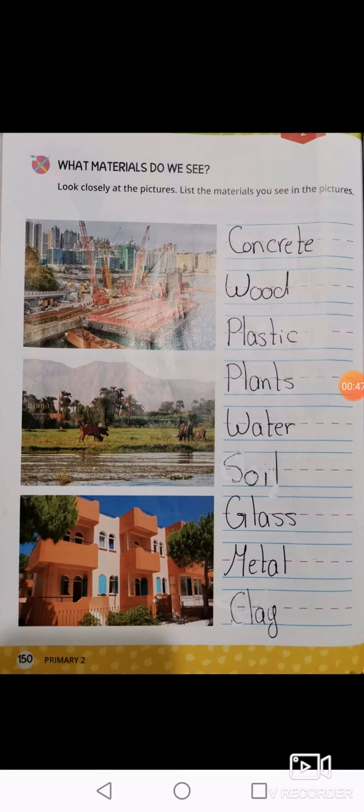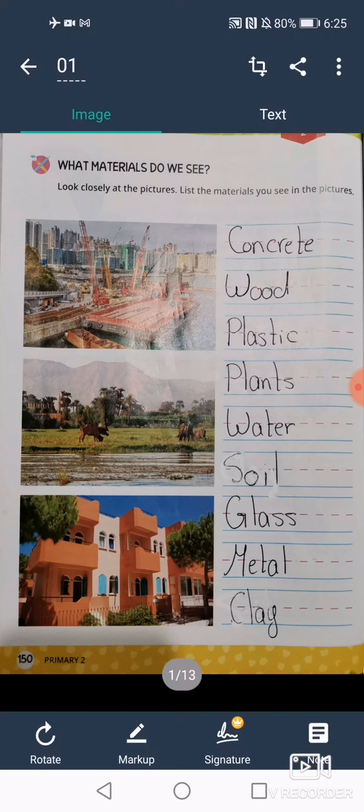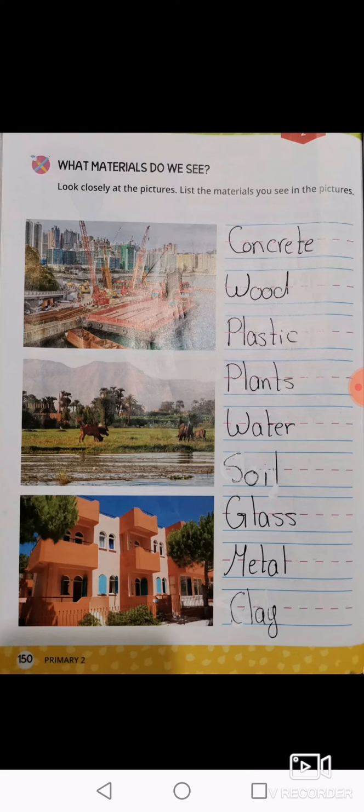Today we are going to learn more about the materials that make up the objects in our world. Okay, open page 150. We are going to see these pictures and try to know what the materials are inside them. Materials or objects can be made from wood, paper, glass, ceramic or clay, metal, plastic, cloth, and concrete. Also, there is water, plants, and soil.